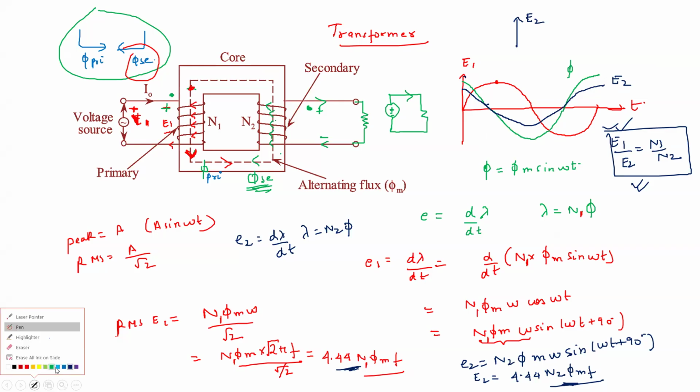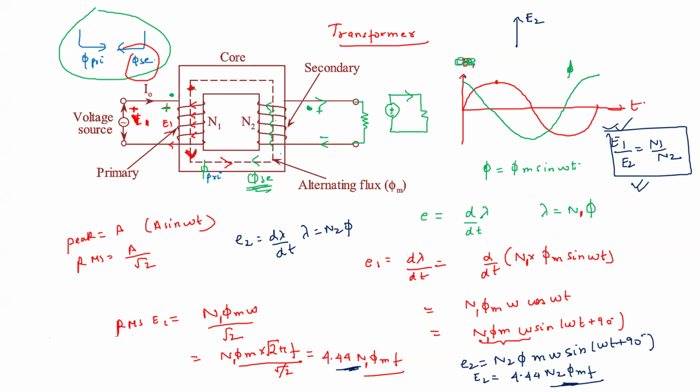What is the color of E1? Red, right? Okay, so let me see. This is not E2. This is basically the phi thing, right? Actually, this red one is supposed to be phi. Do you understand? Because phi is sine omega t, right? Can I erase this? No, I cannot erase this. Okay, so let me just do this.